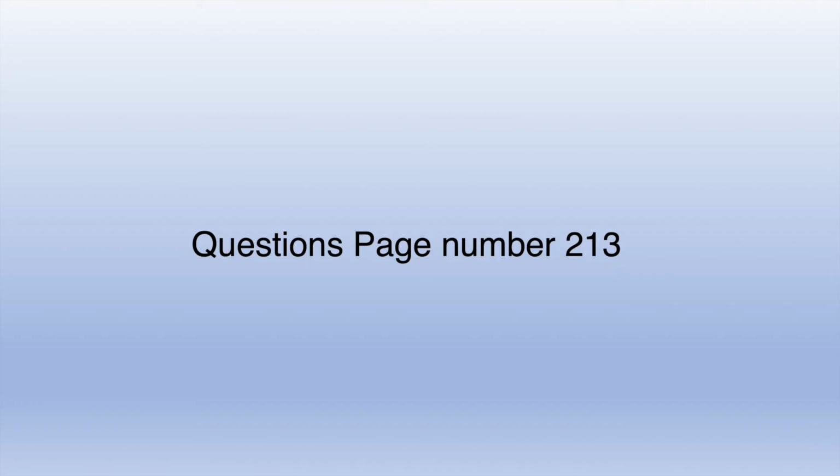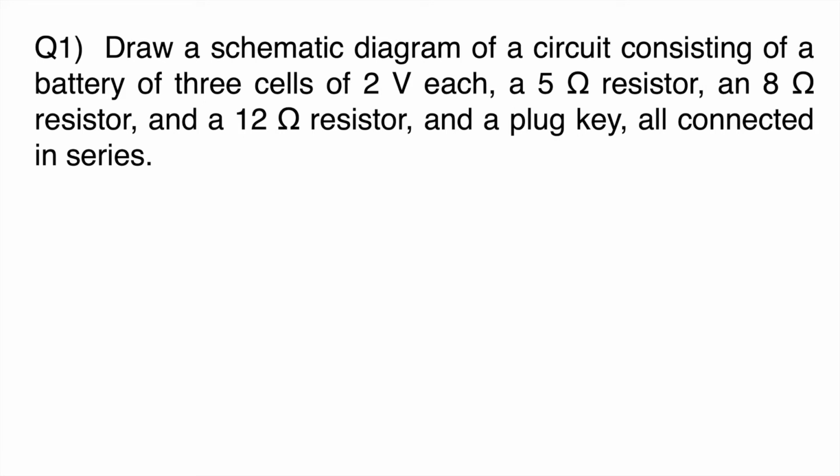Questions from page number 213. Question number 1. Draw a schematic diagram of a circuit consisting of a battery of 3 cells of 2 volt each, a 5 ohm resistor, an 8 ohm resistor and a 12 ohm resistor and a plug key all connected in series. Okay, so we have to draw a circuit diagram for the given data.